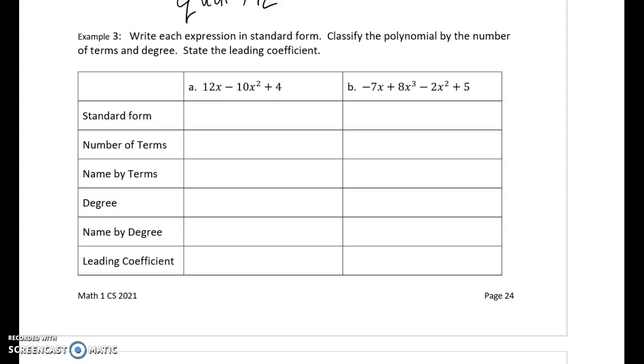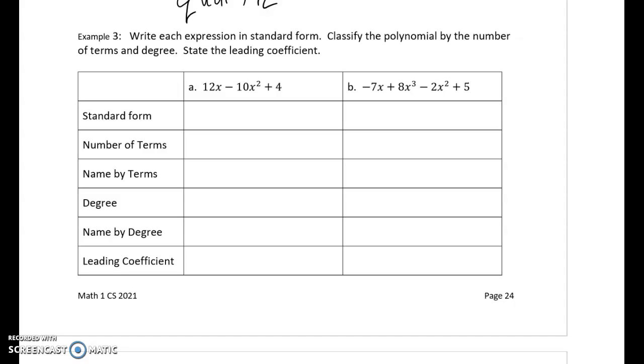Okay, so let's go through example 3 together. Here we're given a table that has two polynomials in it. It says write each expression in standard form and then classify the polynomial by the number of terms and degree. And then finally, state the leading coefficient.